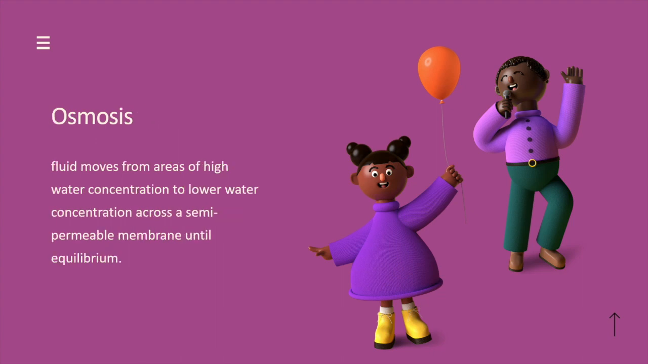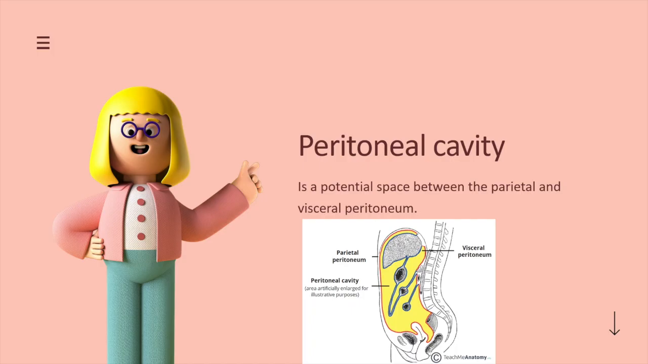Osmosis. This is when fluid moves from areas of high water concentration to lower water concentration across a semi-permeable membrane until equilibrium. Peritoneal cavity is a potential space between the parietal and visceral peritoneum. It normally contains only a thin film of peritoneal fluid, which consists of water, electrolytes, leukocytes, and antibodies.